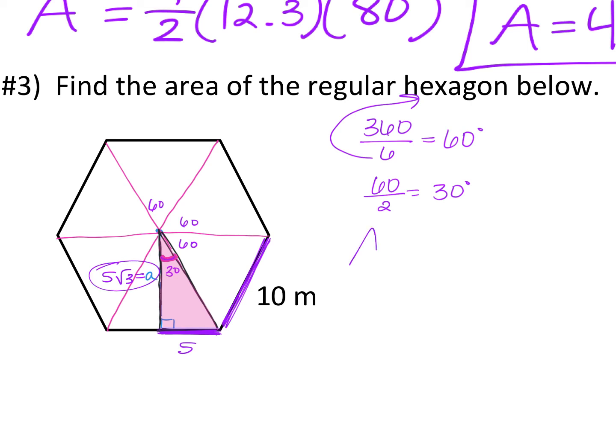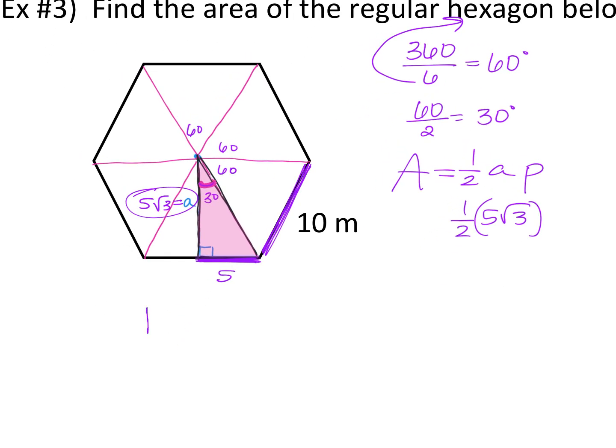We need to do area equals 1/2 times A times P. So we're going to do 1/2 times 5 rad 3. How do you find P right now? 10 times 6. P equals the length of a side times the number of sides you have. So the perimeter is 60, okay?